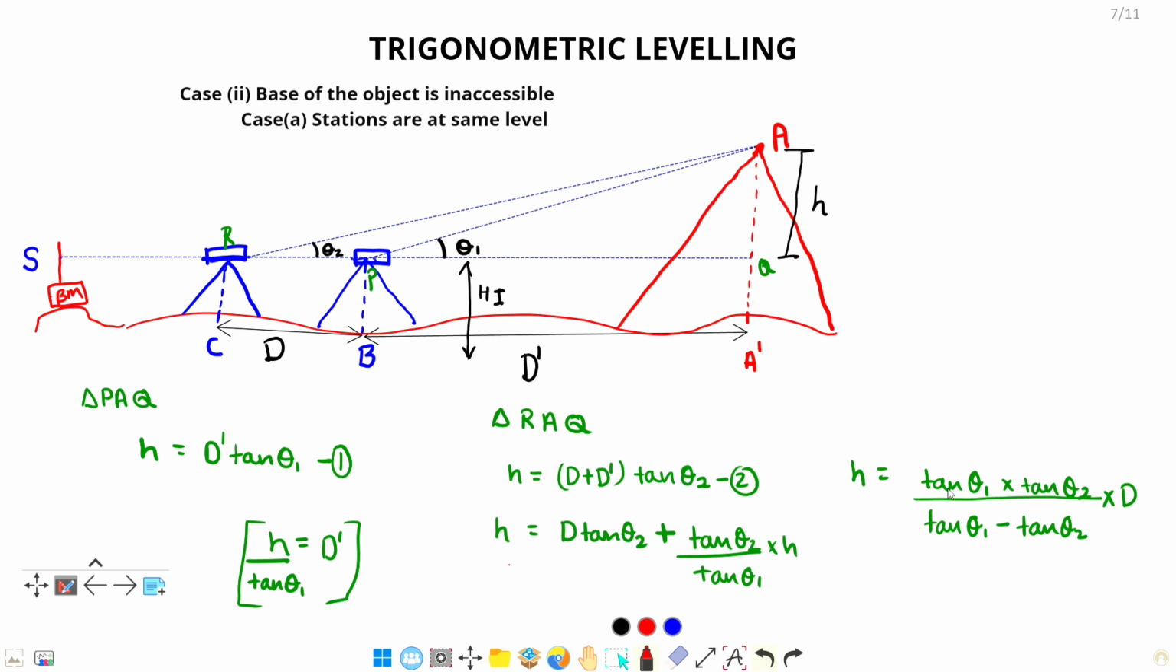so h will come out to be tan theta 1 into tan theta 2 upon tan theta 1 minus tan theta 2 into d. So this seems to be a very hard equation to learn. So I will say do not learn this equation. Do not learn or do not remember this equation.